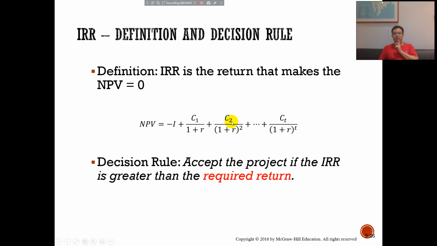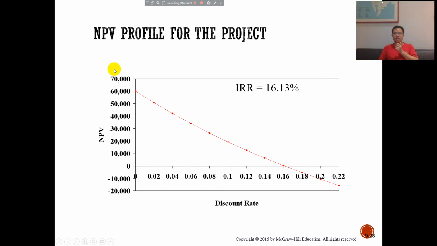If it's negative, you want R to be higher, because when R is higher, the item of C will be lower, and the minus of that will be higher. So your NPV will be higher. So here, the monotonically decreasing line, downward sloping line, has an embedded assumption. It's an intrinsic assumption that all of the future cash flows are non-negative, which is not realistic.